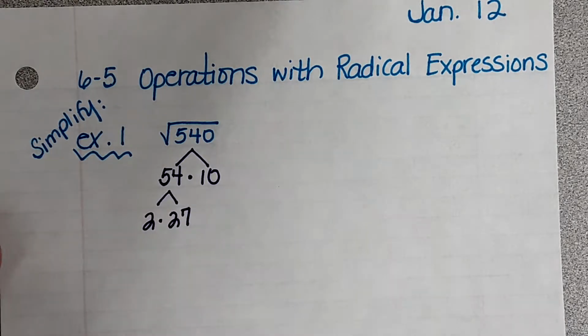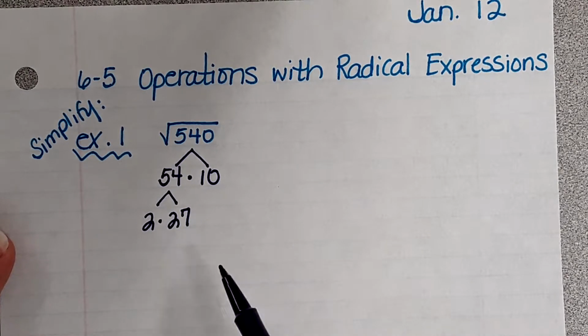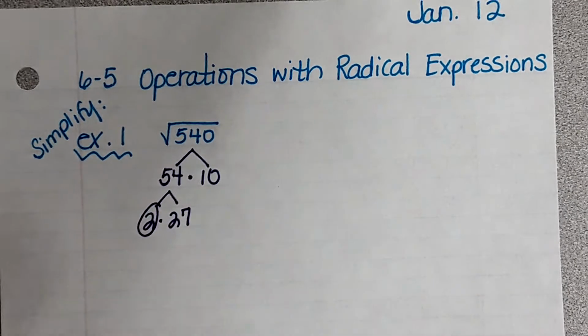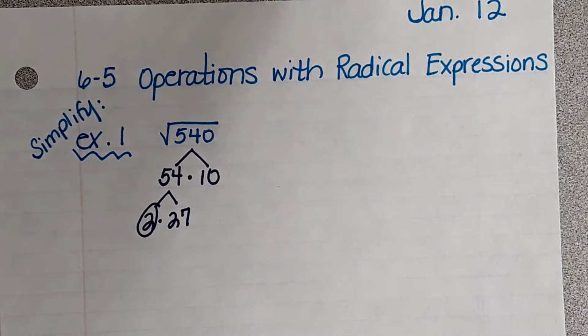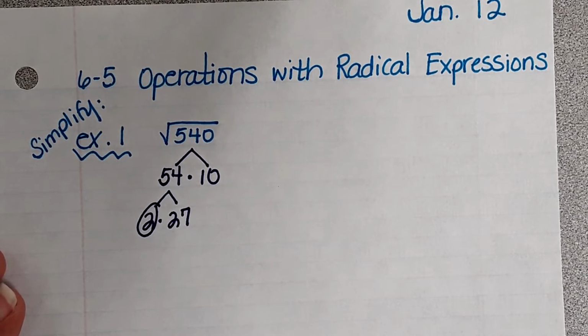First period asked me if there's a way that you have to do it. No, I always write my numbers from least to greatest. I don't know why. It's just a habit I've gotten into. You could have written 27 times 2. You'll still get the same answer. So why did I circle 2? Because it's a prime number.